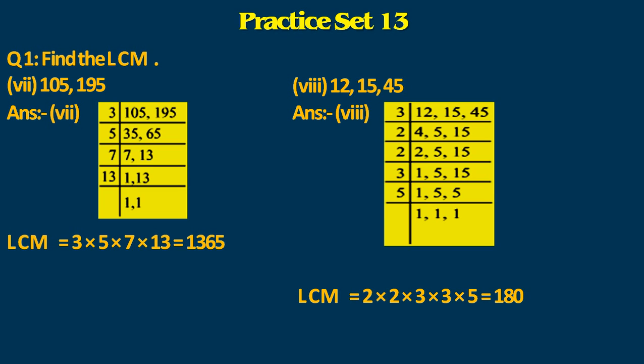Again 2 1s are 2. 5 and 15 will be taken down. 3 5s are 15. 5 will be taken down. And then 5 1s are 5. Now you can see the end is 1 1 1. That means now the LCM is 2 into 2 multiplied by 3 multiplied by 3 multiplied by 5. 2 2s are 4. 3 3s are 9. 4 9s are 36. 36 into 5 is 180.